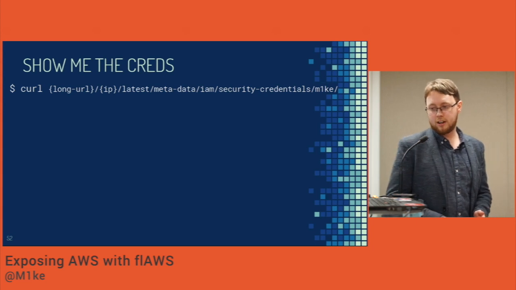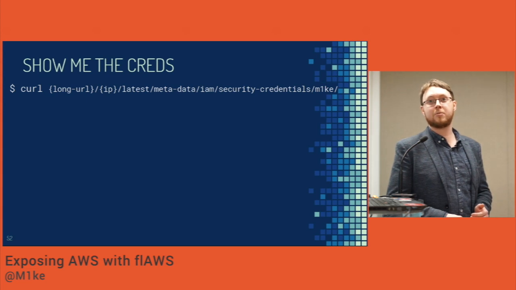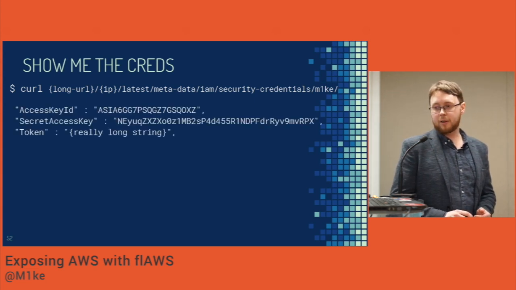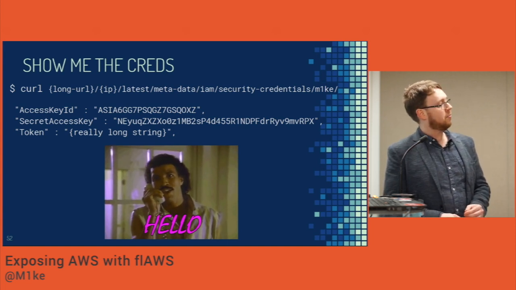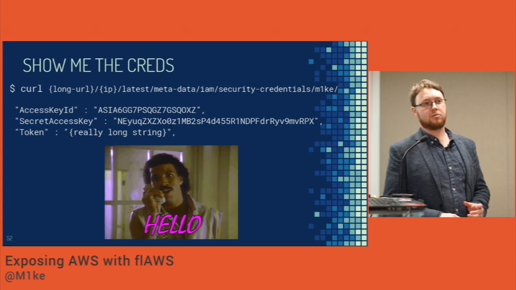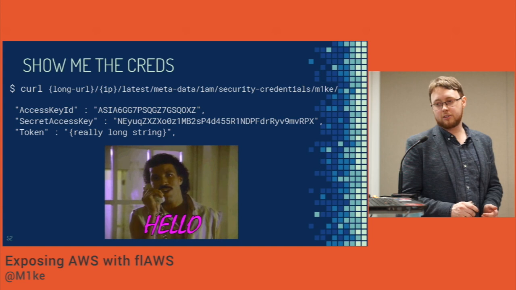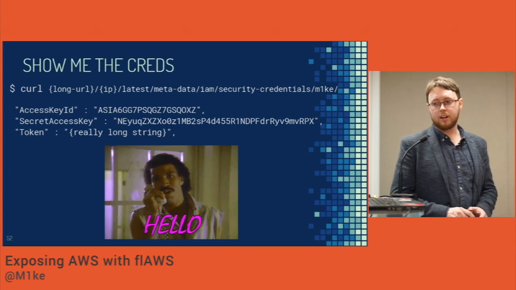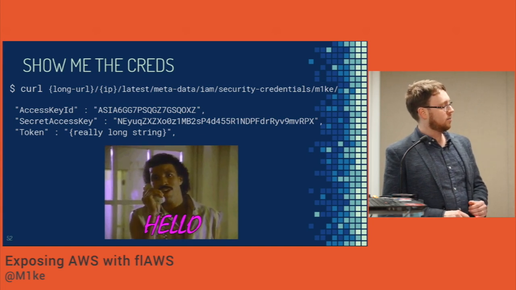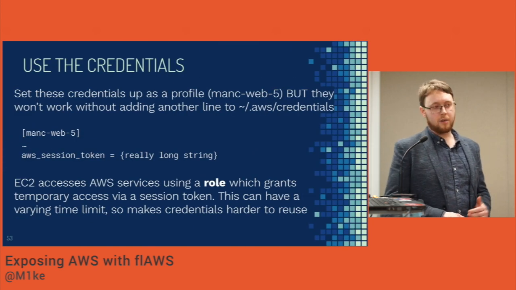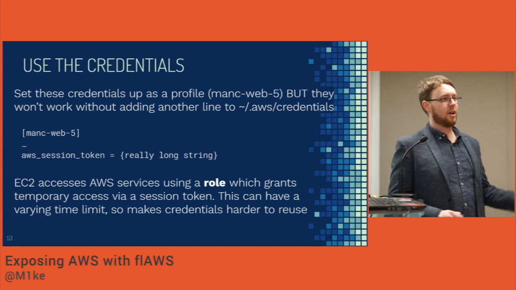We're interested in the IAM, which is Identity and Access Management. And we're going to go in there and we're going to go into the wonderfully titled Security Credentials folder. And this will just be the name of whatever user role the server is running on. So I've just called it Mike. And when we open this, there we go. We have an access key ID, we have a secret access key, and this really long string that's a token. And just like before, we can take this access key and the secret access key, and we can input that into our own profile.